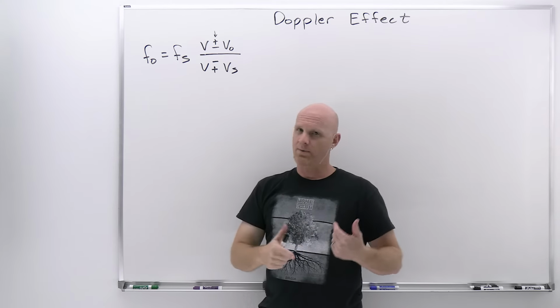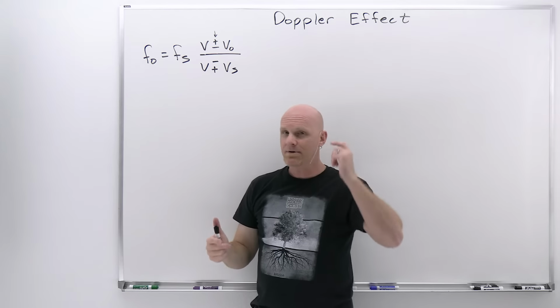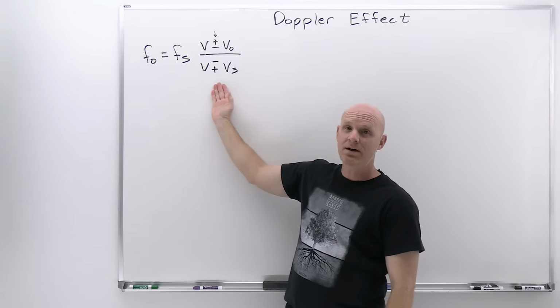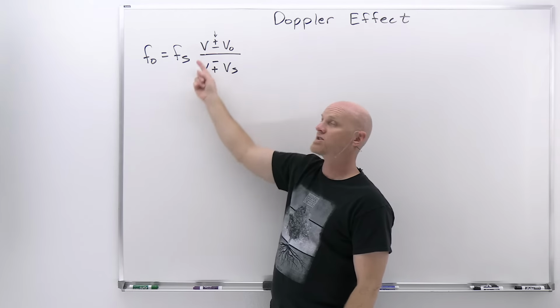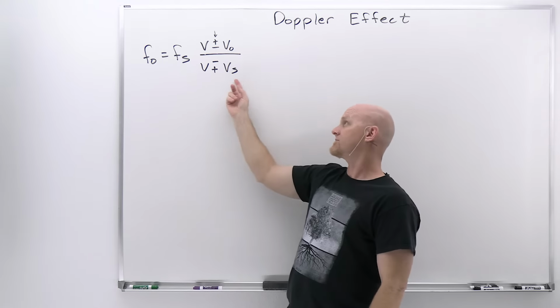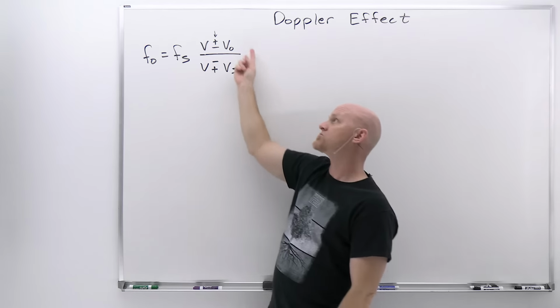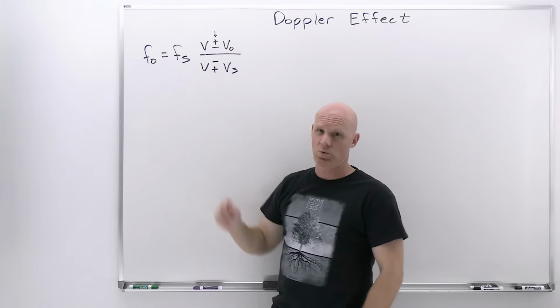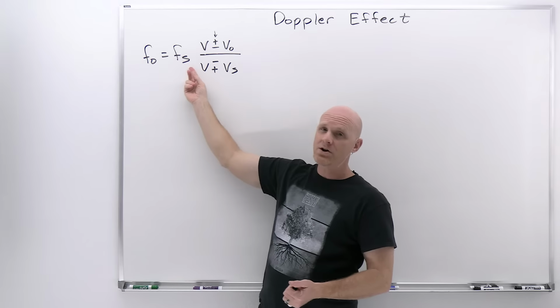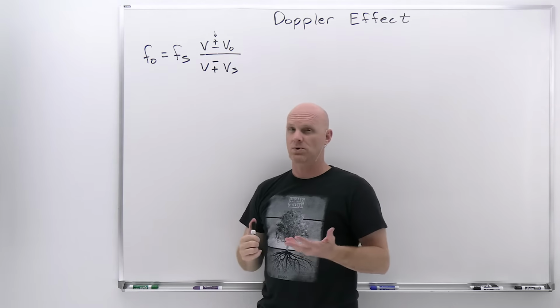And subtract the other way around. Okay. Now in the denominator, it works a little bit differently, right? So for the denominator, if the denominator gets bigger, that means this ratio is going to be less than 1, and the frequency observed is going to be less than the frequency of the source. If the denominator gets smaller, then this ratio is going to go larger than 1, so the other way around, and then the frequency observed is going to be bigger than the frequency emitted by the source.